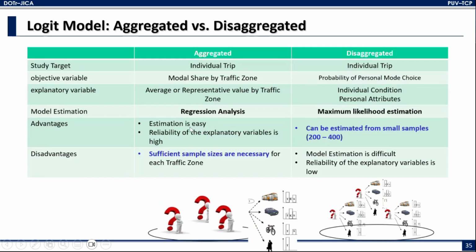Then the logit models are divided into aggregated models and disaggregated models. The disaggregated model is more typical for the urban transport field, because the disaggregated model can be estimated from small sample sizes. However, as a disadvantage of the disaggregated model, the model estimation is a little bit complicated, and the reliability of the explanatory variables is quite low.